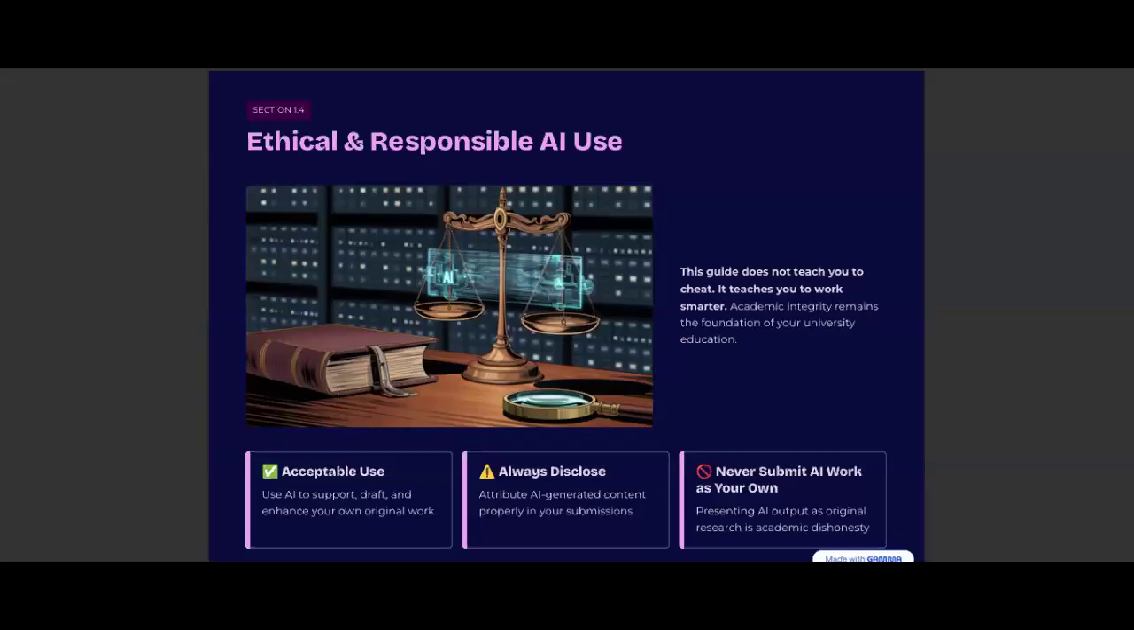Okay, always disclose and attribute AI-generated content properly in your submission. Remember, there are tools specialized in paraphrasing, so you can do your respective job there. And as I told you, never submit AI work as your own. Presenting AI output as original research is academic dishonesty.